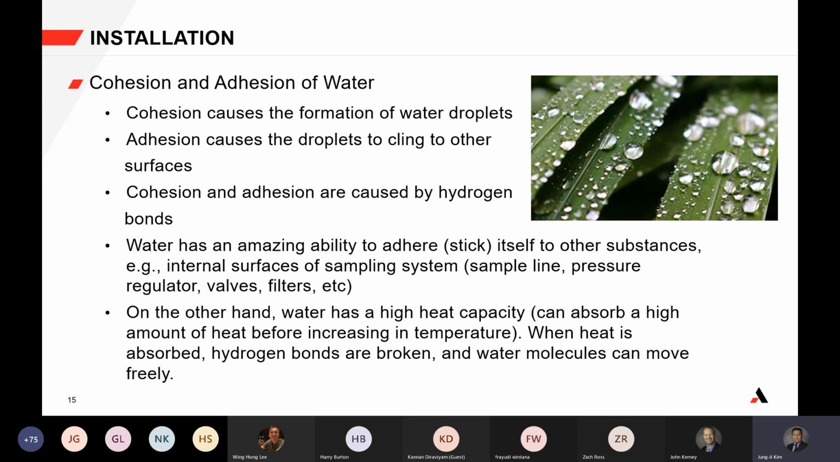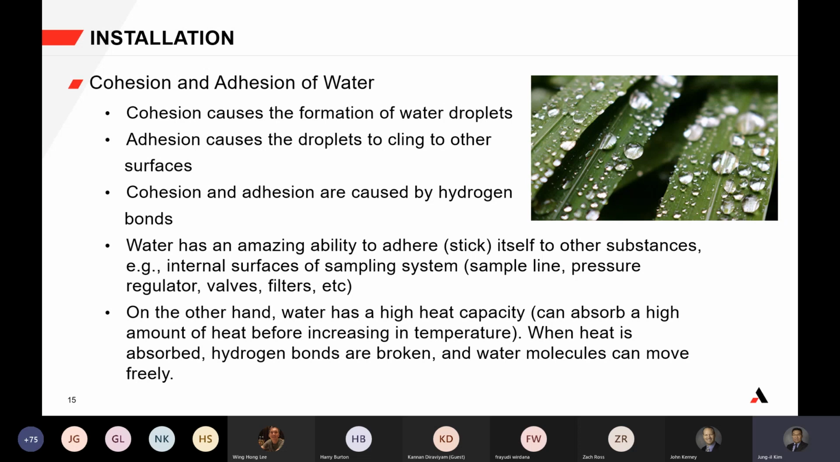Cohesion and adhesion are caused by hydrogen bonds. In the context of analyzer application, water sticks to the internal surfaces of sampling systems like tubing, pressure regulators, valves, filters, etc.